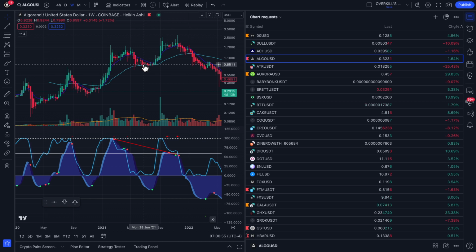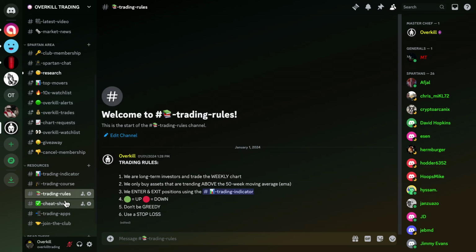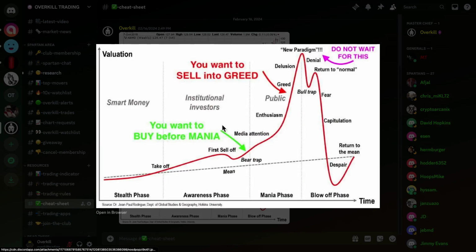We are timing our entries. We are getting in when people are fearful, and we are getting out when people are greedy. So we also have something over here called the cheat sheet. If you reference this, we are always trying to buy next to the mean. The mean is the average price, and I'll show you guys how we reference that here in just a second.